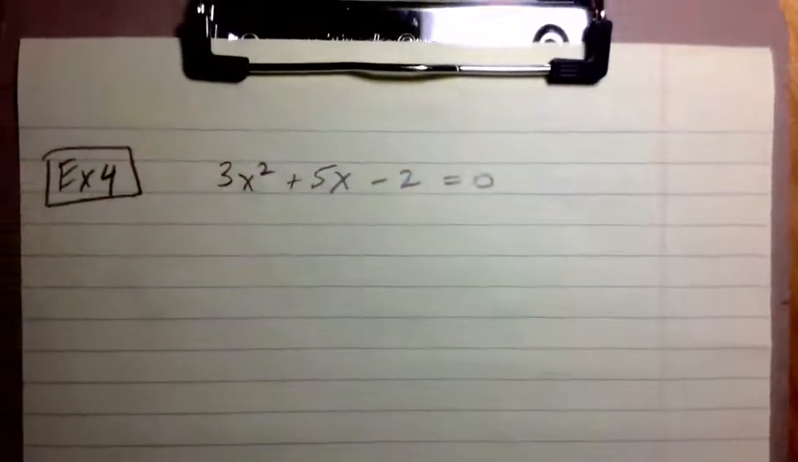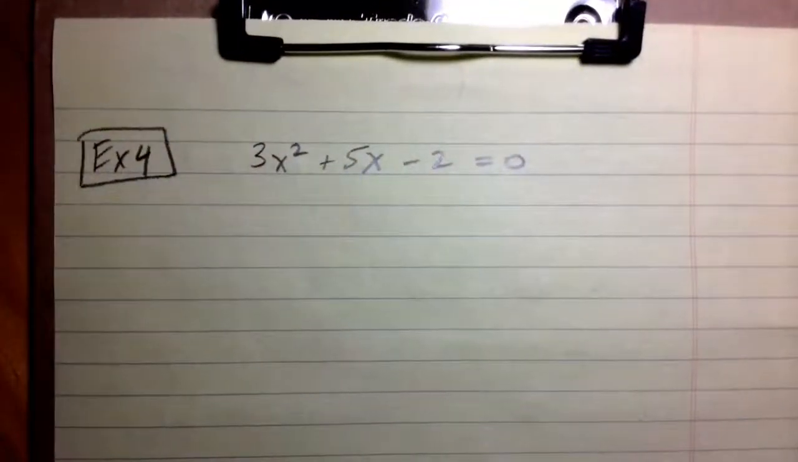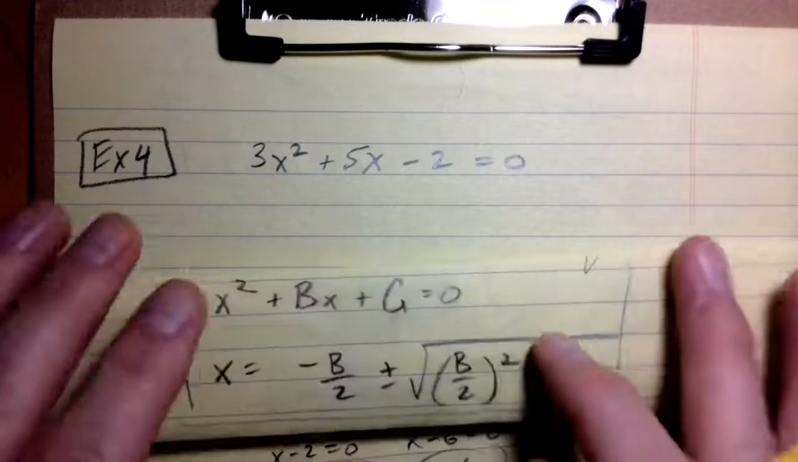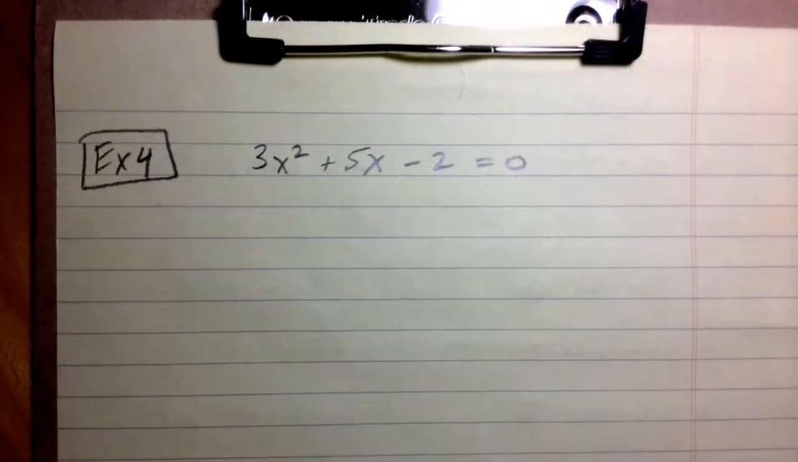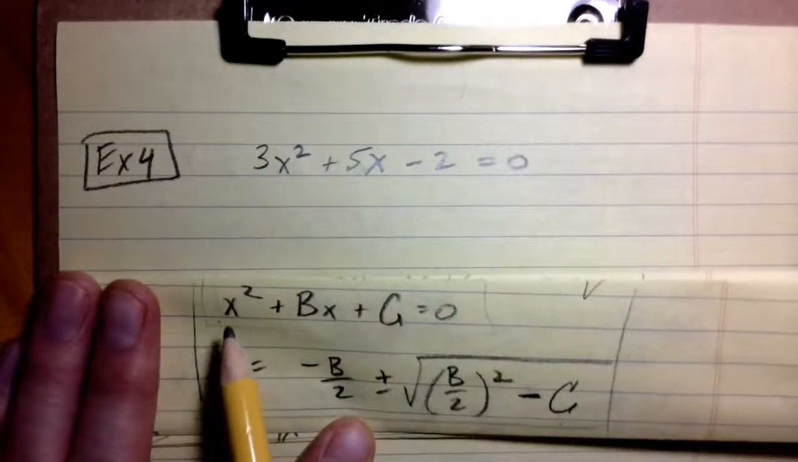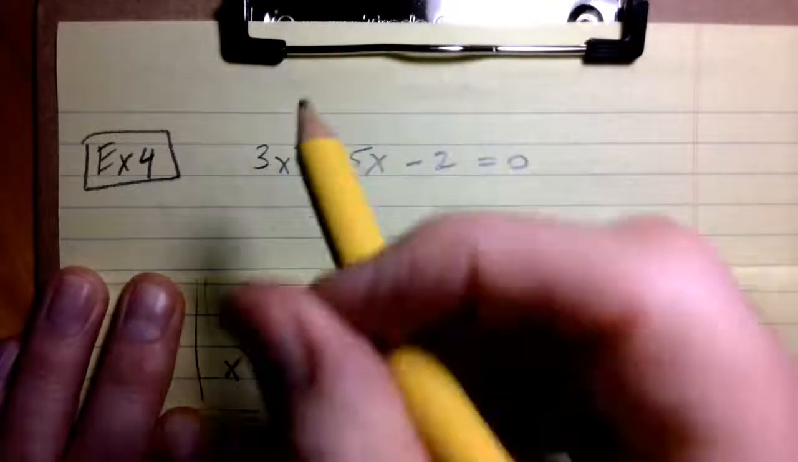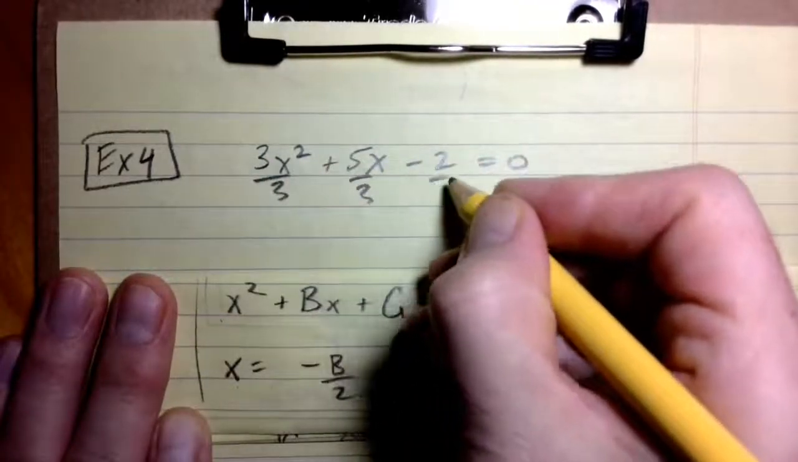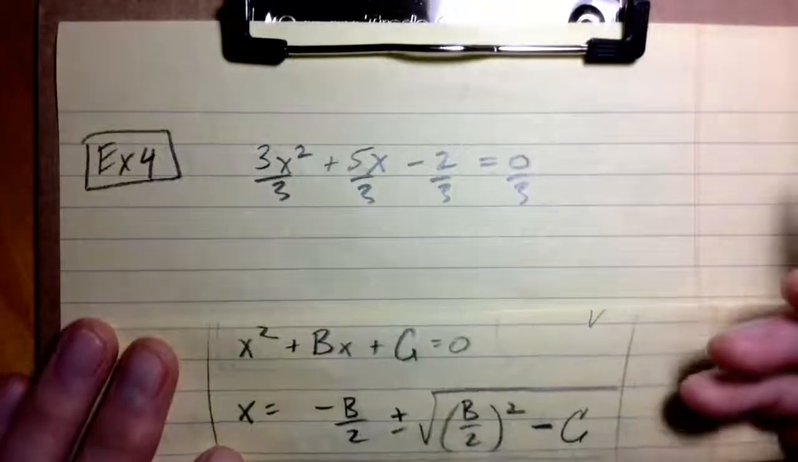Got one more that I'd like to do. This one is a quadratic when a is not equal to 1. So the way we're going to handle that, in order to get rid of the 3, we're really just going to divide it into the other terms. So in order to get this 1x squared, just divide everything by 3.